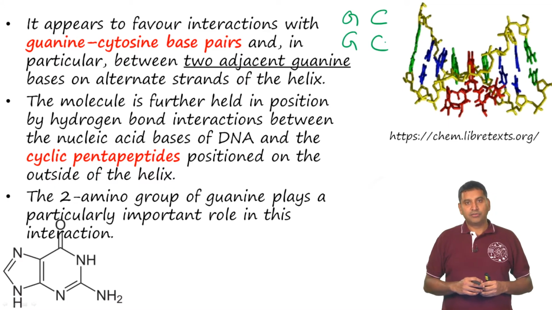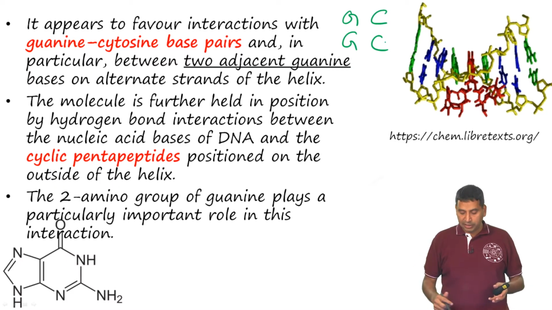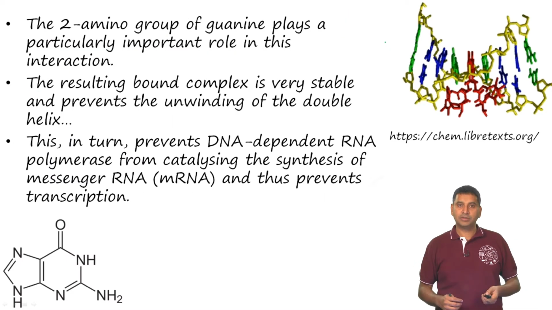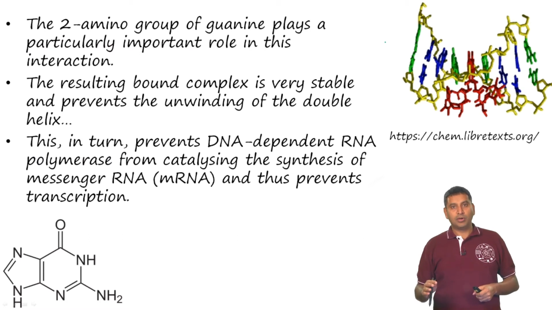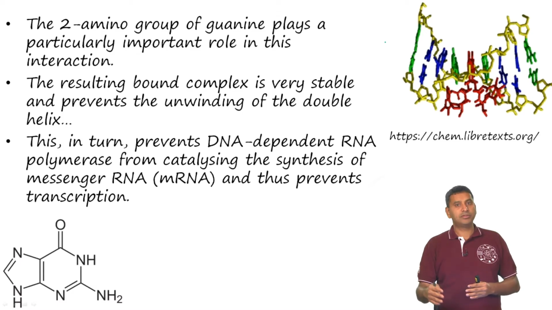The molecule is further held in position by hydrogen bond interactions between the nucleic acid bases and the cyclic pentapeptide, as we looked at earlier. The 2-amino group of guanine plays a particularly important role in this interaction. The resulting bound complex is very stable and it prevents the unwinding of the double helix. This in turn prevents DNA-dependent RNA polymerase from catalyzing the synthesis of mRNA, and thus it prevents transcription.